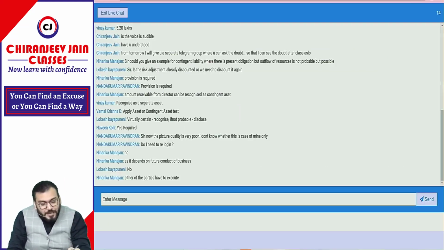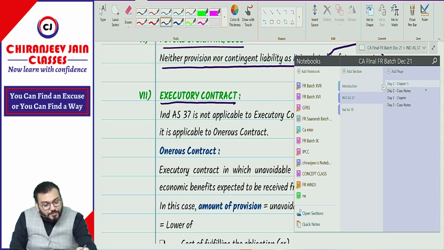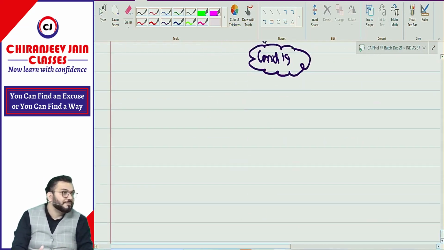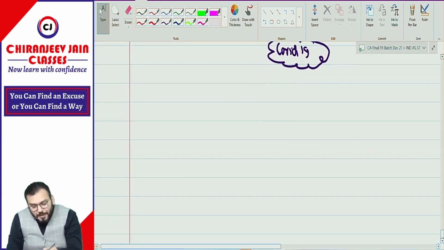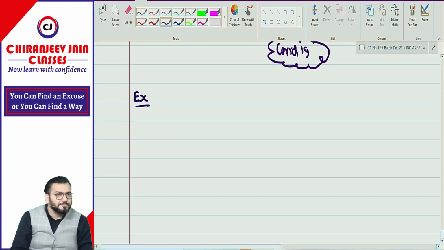Let me take one example, apply your common sense. From my point of view, you are not referring to what is given in this Ind AS Saransh book. Don't read till I read. Correct? I'm taking a very good example. Also, this example has been asked in the exam.